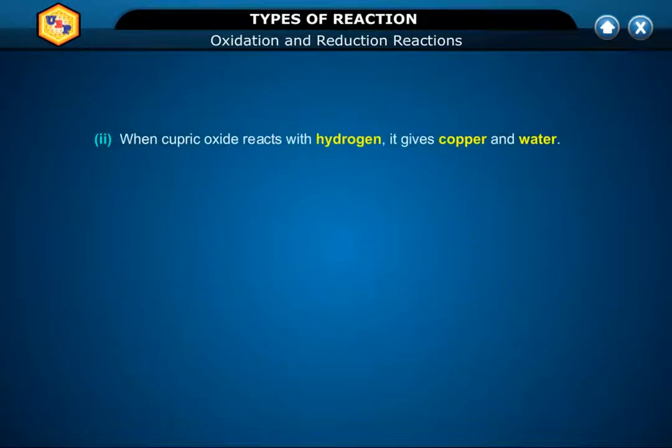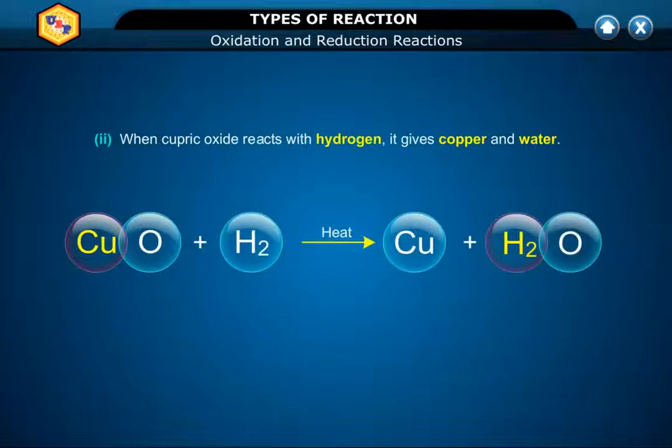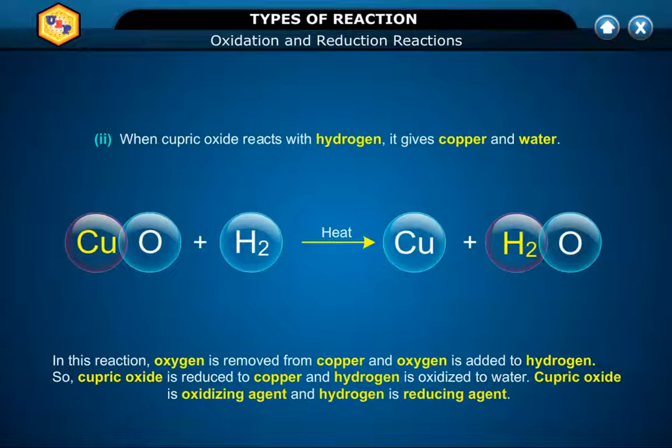Number 2. When cupric oxide reacts with hydrogen, it gives copper and water. CuO plus H2 gives Cu plus H2O. In this reaction, oxygen is removed from copper and oxygen is added to hydrogen. So, cupric oxide is reduced to copper and hydrogen is oxidized to water. Cupric oxide is oxidizing agent and hydrogen is reducing agent.